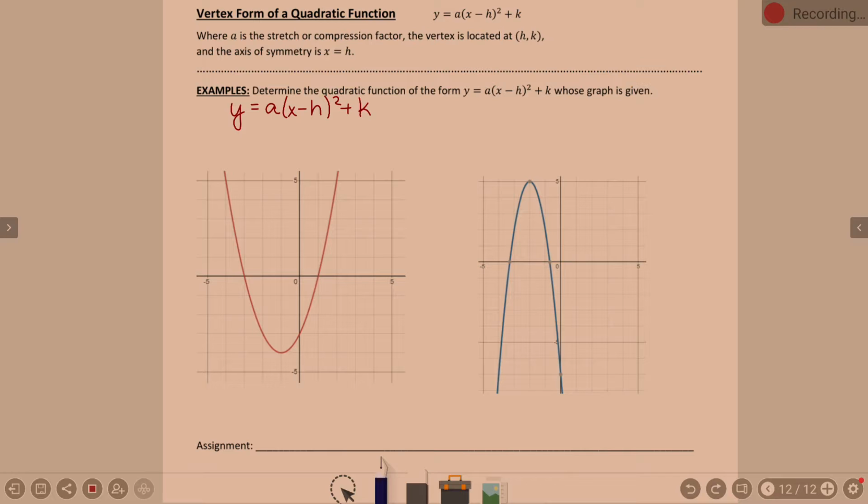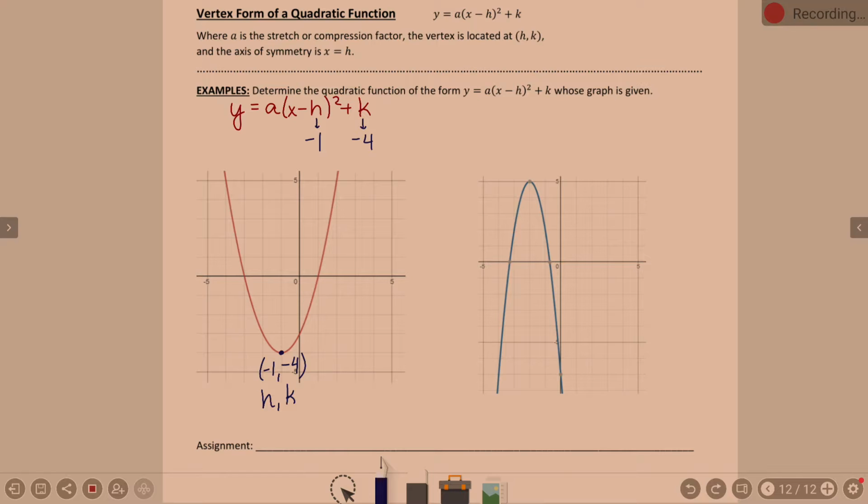Where's our vertex here? Can you pinpoint the vertex? Okay. -1, -4. Where is my vertex in my formula? What letters does my vertex represent? H and K. So right there, I know I'm going to fill in -1 here and -4 here.